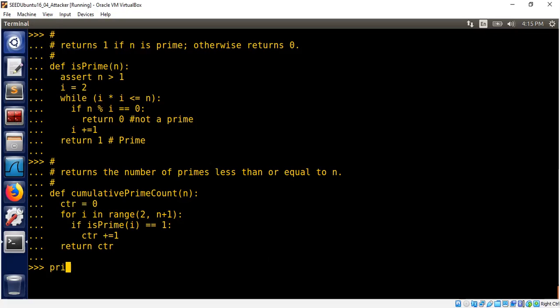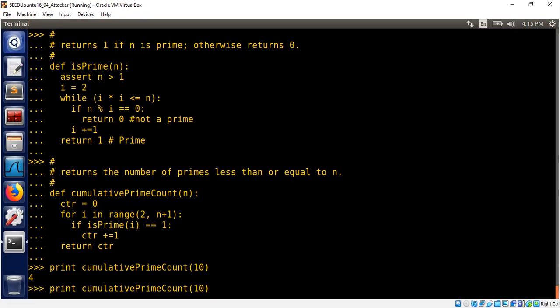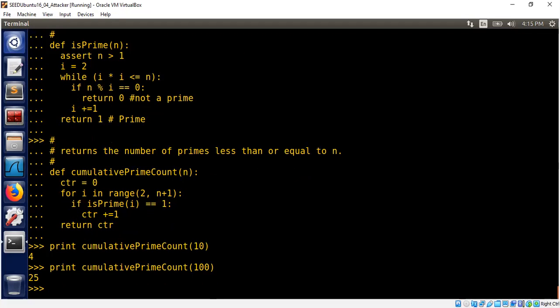So let's call the print cumulative prime count of say 10. There are only 4 prime numbers and it shows correctly. And let's increase the number now. Let's do 100. Now you have to trust the program is correct. There are 25 prime numbers from 1 through 100 inclusive of 100.